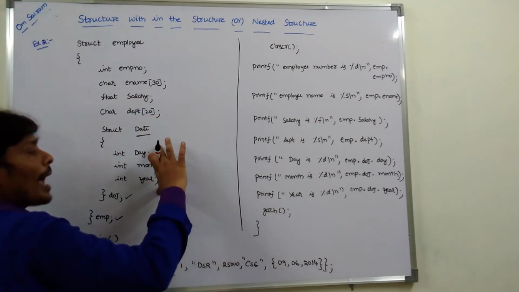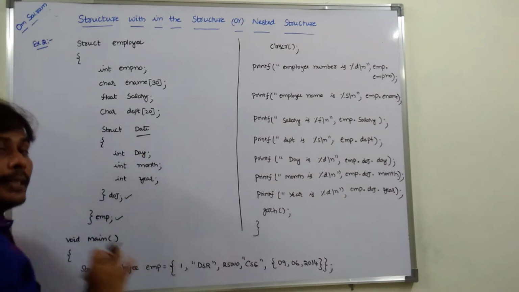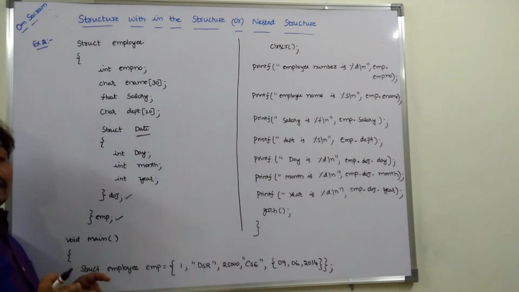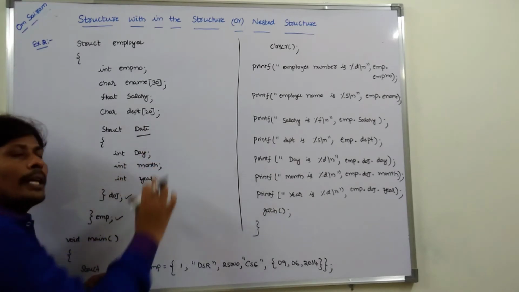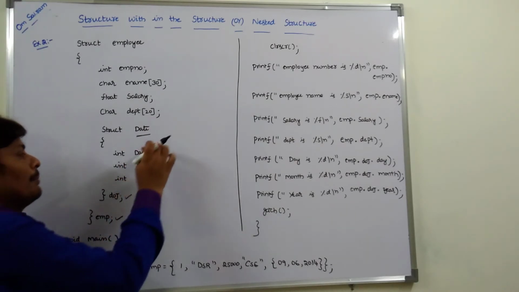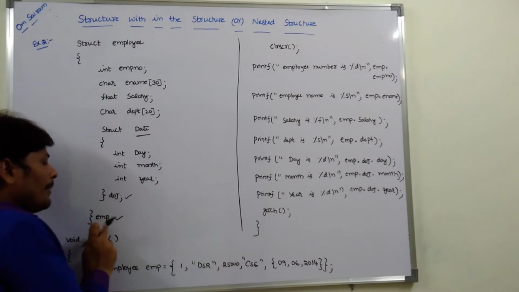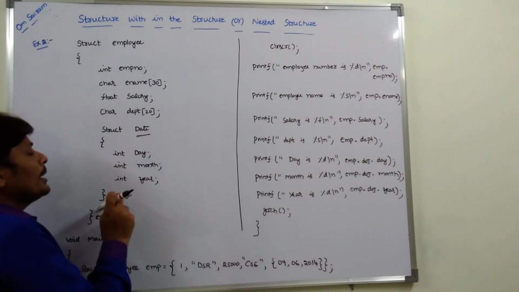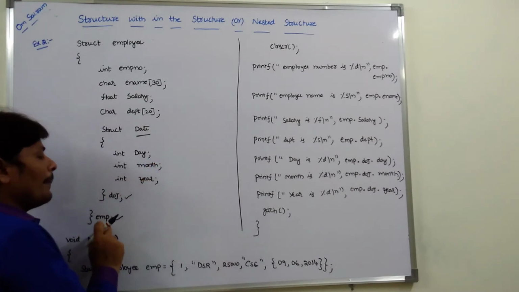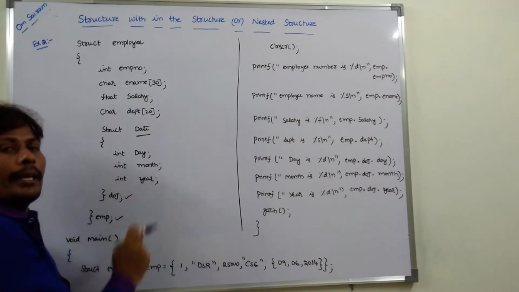But how to access these members? To access them: entire structure variable dot, inside structure variable dot member name. That is emp dot doj dot day, emp dot doj dot month, emp dot doj dot year.